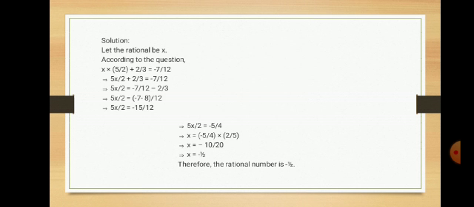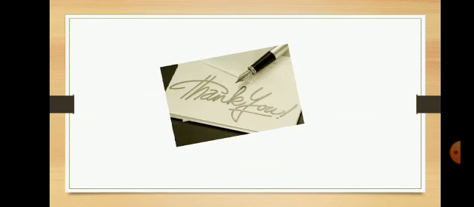Now we will take the LCM on the right hand side of 12 and 3, and then we solve for the value of x. So here the rational number will be minus 1 upon 2. Therefore the rational number is minus 1 upon 2.